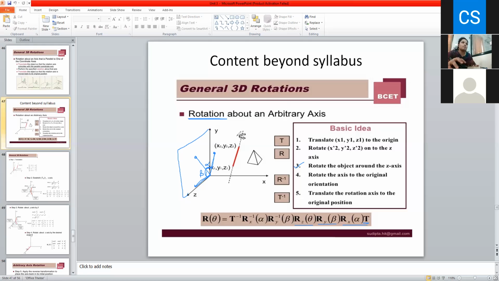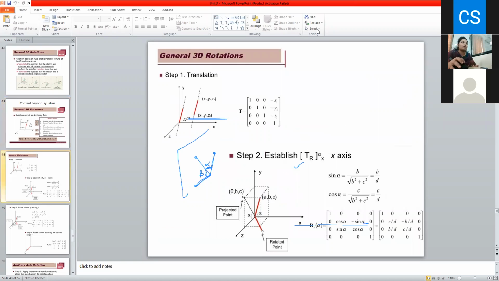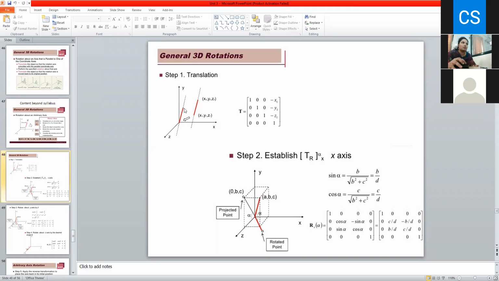Okay. So next, what we can say is the next slide is doing the same thing. Only I have drawn here the diagrams. In the slide, it is already available. Okay, so we will see the steps one by one again. So first is the translation. So this red axis is translated so that it is passing through the origin now. So the second end is still in the space.